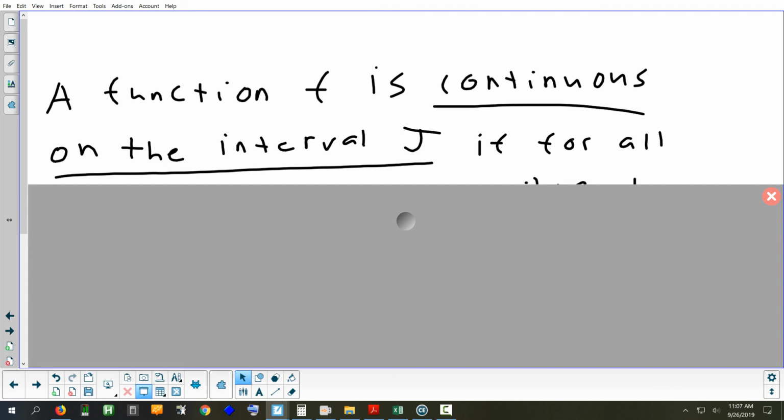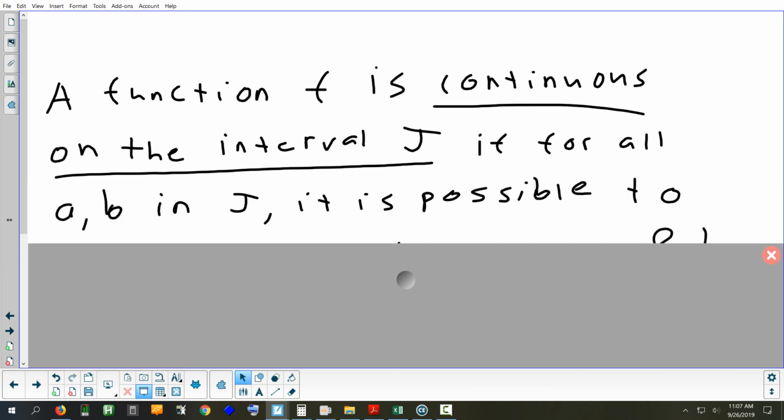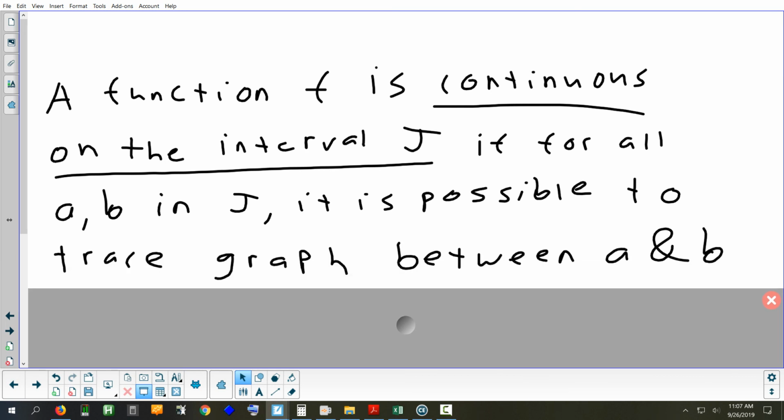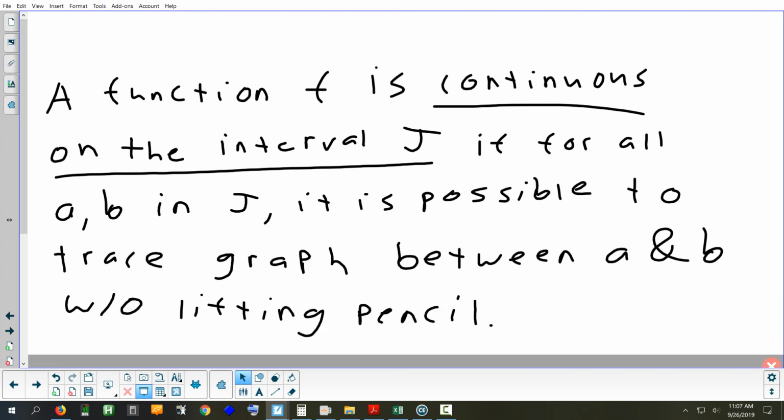So a function is continuous over a certain interval, which I'm just going to call that interval j. Call it whatever you want. But a function is continuous over an interval if, for all points in that interval, it's basically possible to trace the graph without ever lifting your pencil. That's what it means to be continuous. Now, lifting your pencil, that's not really like a real mathy kind of way to explain it, but it conveys the point very simply. Right?